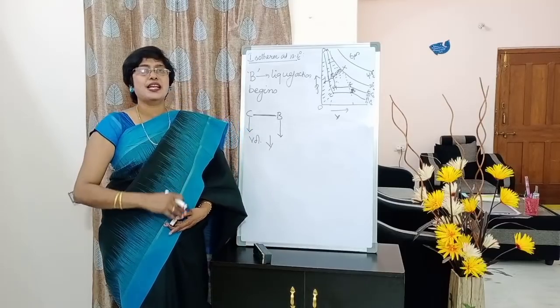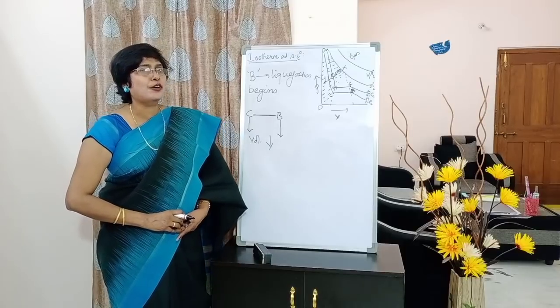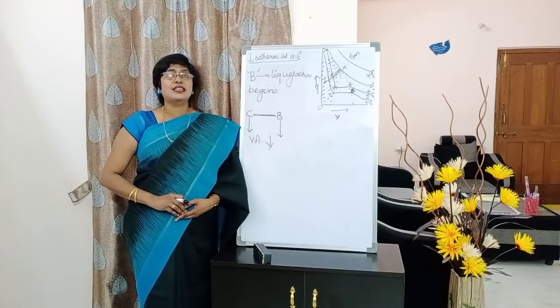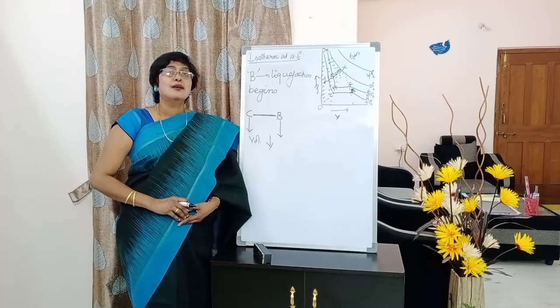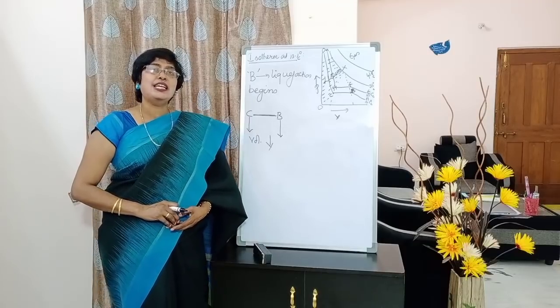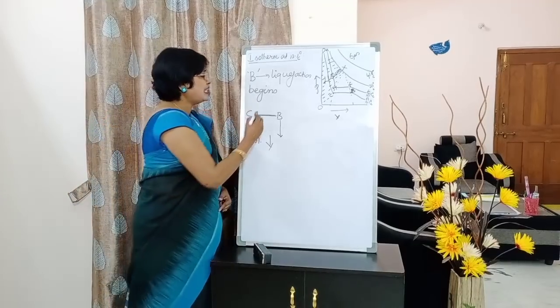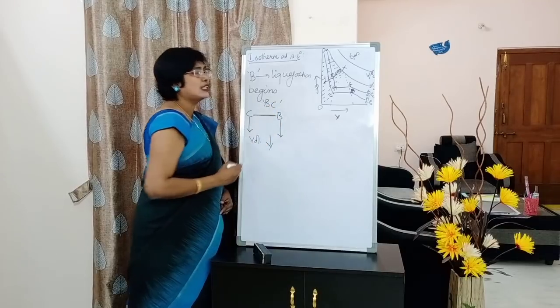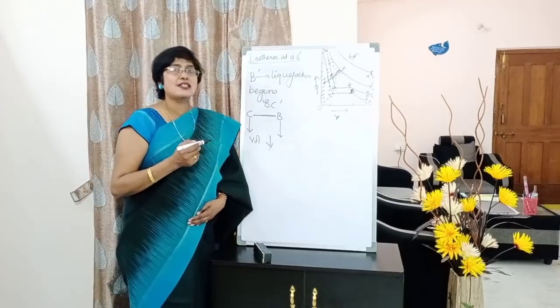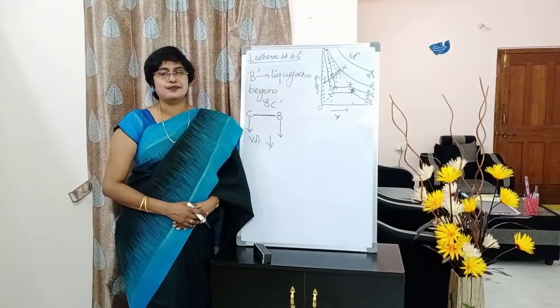Next point, write down. The sudden decrease in volume of the gas is shown by the horizontal portion BC part of the isotherm. BC part, P-A-R-T. BC part or portion of the isotherm.